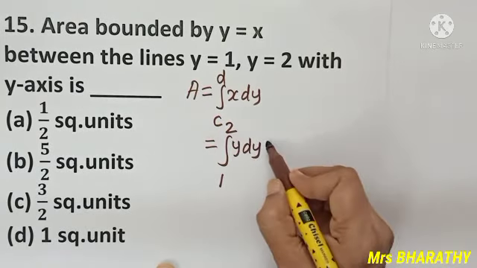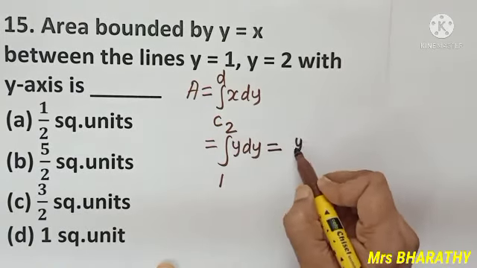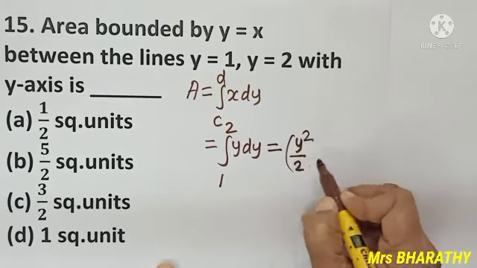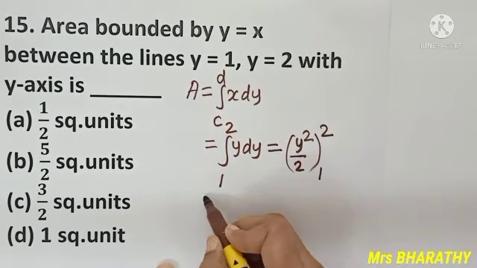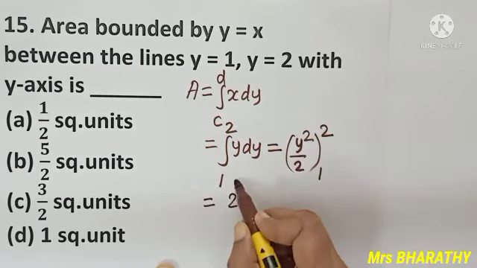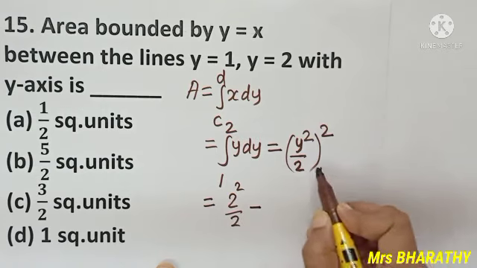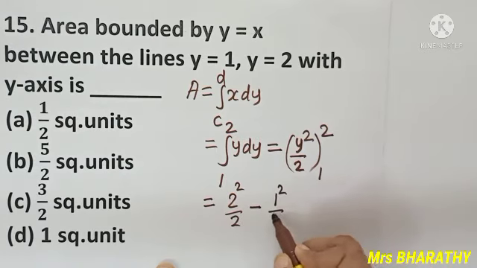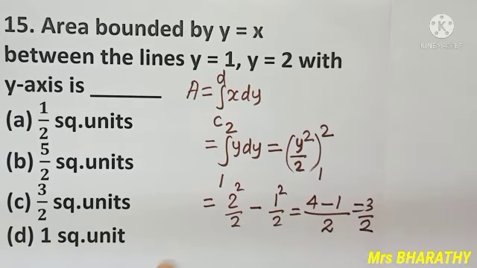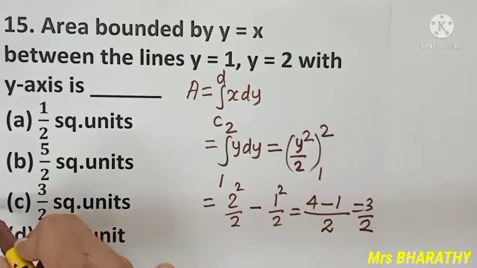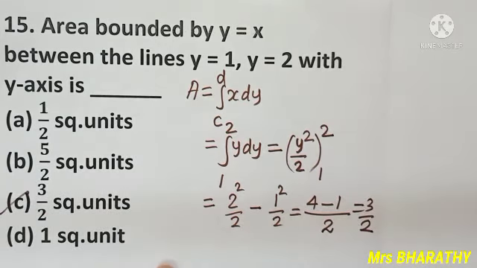As we integrate, y becomes y square by 2 between the limits 1 and 2. Substitute upper limit 2 square by 2 minus lower limit 1 square by 2. LCM is 2. 2 square is 4 minus 1 square is 1. So we get 3 by 2. So the right option is C, 3 by 2 square units.